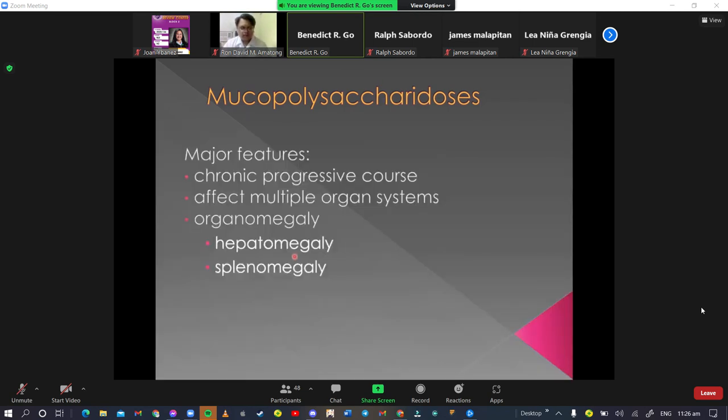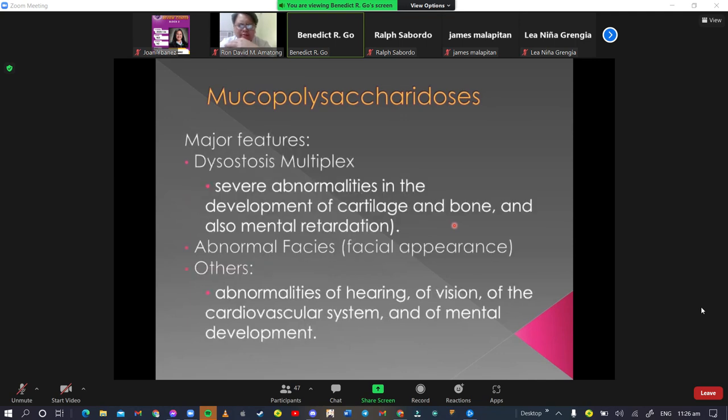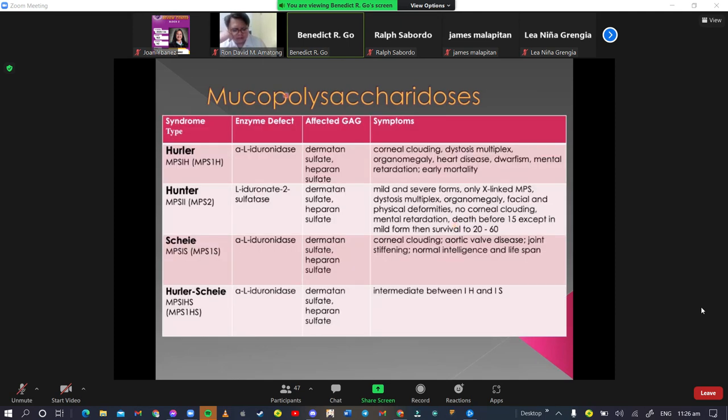mucopolysaccharidosis has major features because MPS is actually not acute. This is a chronic progressive course, and they affect multiple organs. So you'll have these two organs which are enlarged: the spleen and the liver. Okay. So these are the symptoms. Just be familiar, but don't memorize all of them, because later on, the first two are the ones that we actually want to highlight.